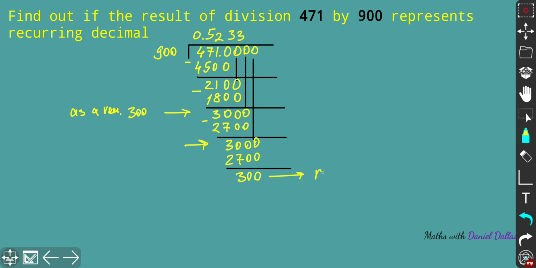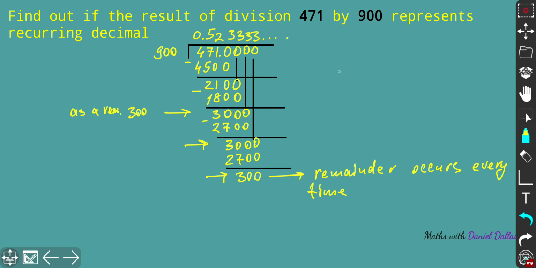So this remainder occurs every time in your process. That's why every time here you'll get 300 as a remainder. So you can just write all those digits on, and that's how you can get your answer.